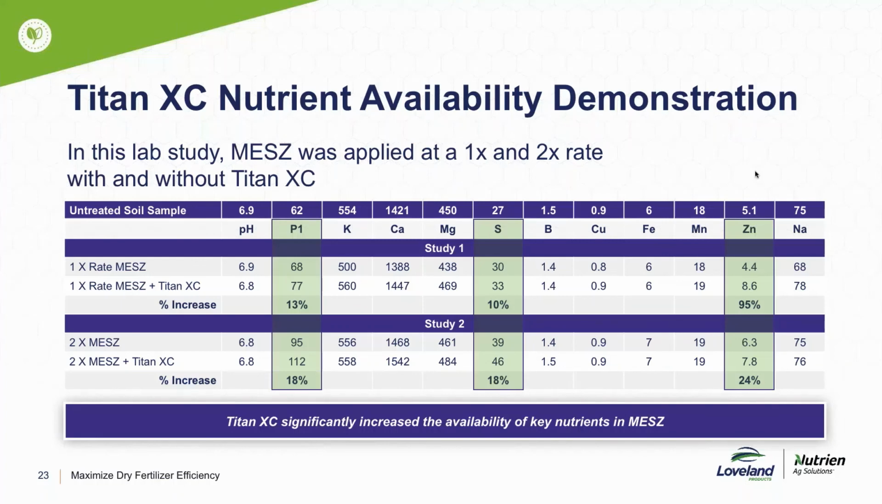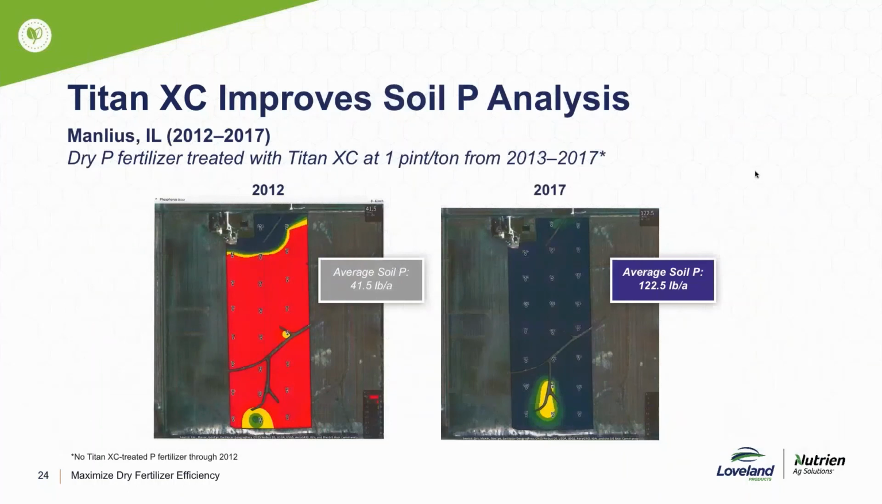So let's get to another example, and this one was related to mining the soil nutrients. We've got a test that was done over several years in Manlius, Illinois. Up through 2012, there was no Titan XC added. We're looking at the grid samples up through 2012, where they're adding fertilizer but not putting anything on it, and we're looking at the soil P levels at about 41.5 pounds per acre. They started applying Titan in 2013 to the same fertilizer that was recommended in that field prior to 2013 when we added Titan.